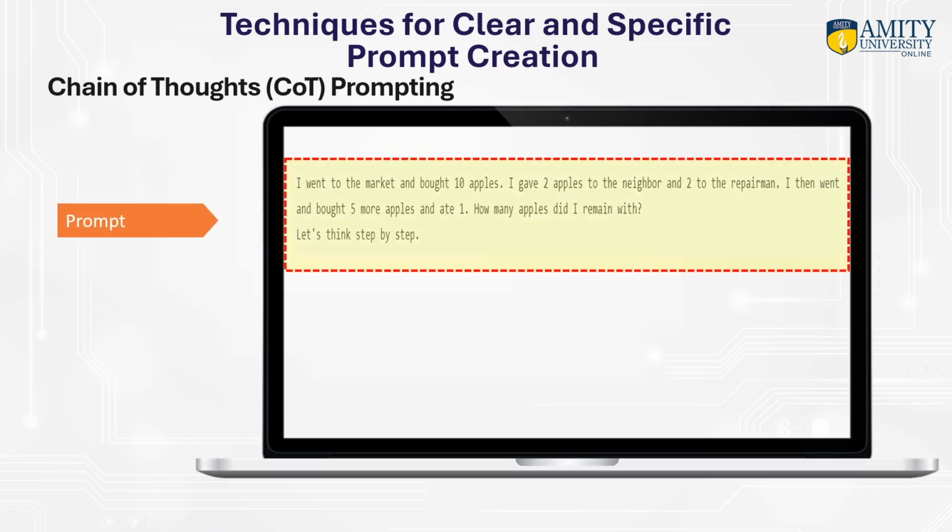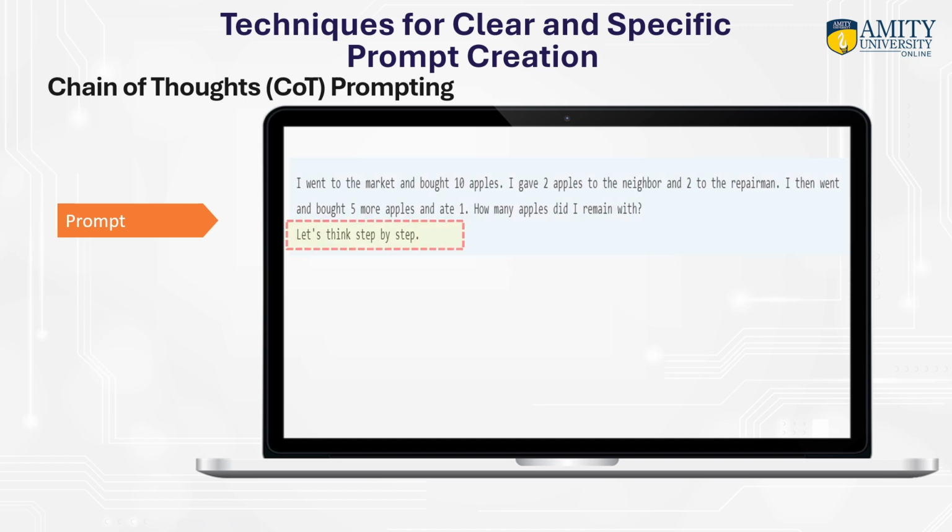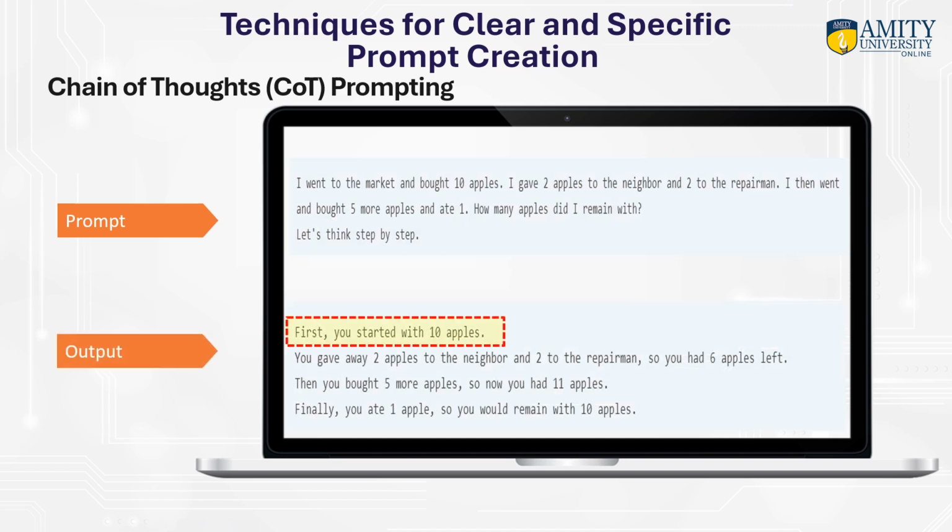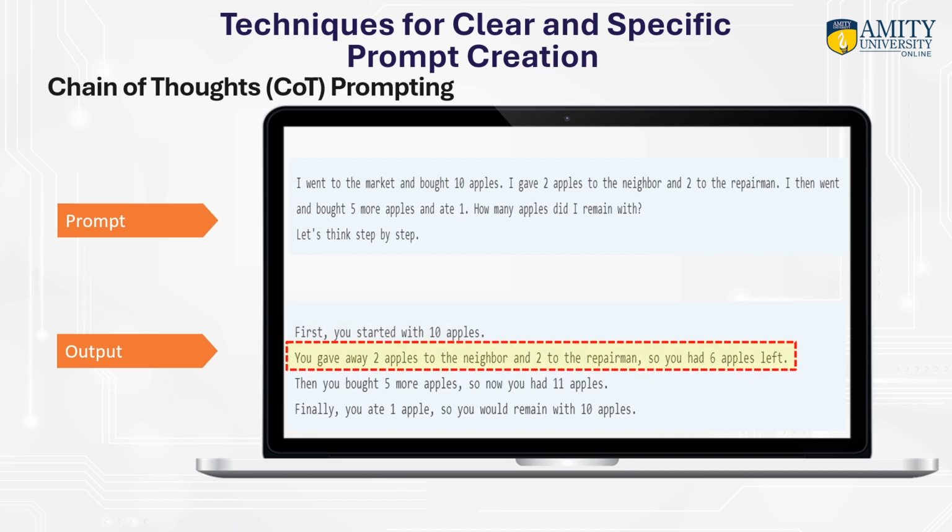So that is an example. So I'm using the chain of thought with zero shot learning. I can just write it as an instruction: let's think step by step. So this was the question. So first step was this, you started with 10 apples. The second was this, you gave away 2 apples to the neighbor, 2 apples to the repairman.